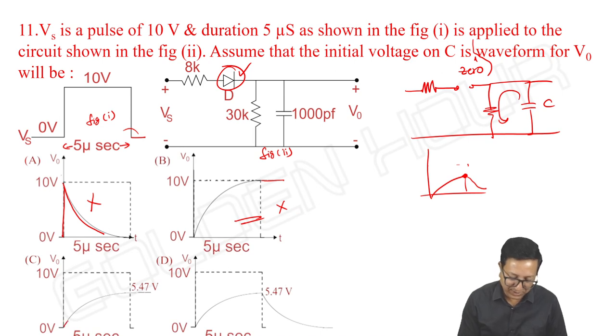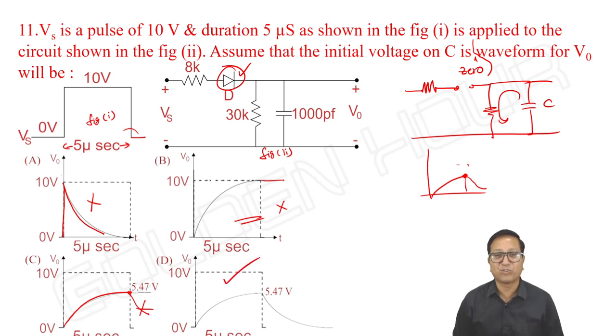And it is charging up to certain value, okay, 5.47. After that, after 5 microseconds, it has to discharge, which is not happening. So definitely this is also not possible. Without any calculations, I can select D as my option. Let us cross check it. It's not a big deal, right? It looks like a big problem, but nothing is there in this. Just like that, we can conclude the answer.